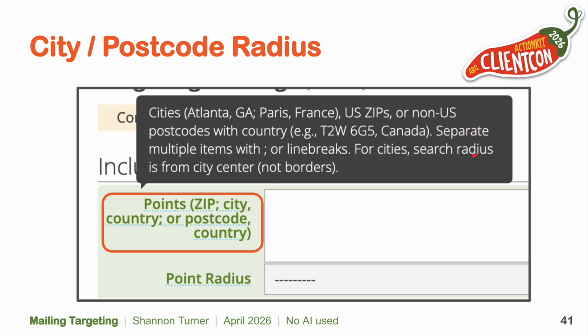So for example, this says that the search radius happens from the city center, not the borders. So if you wanted to search Los Angeles here, just keep in mind that that is going to happen from the geographical center point of Los Angeles and not all of the borders.